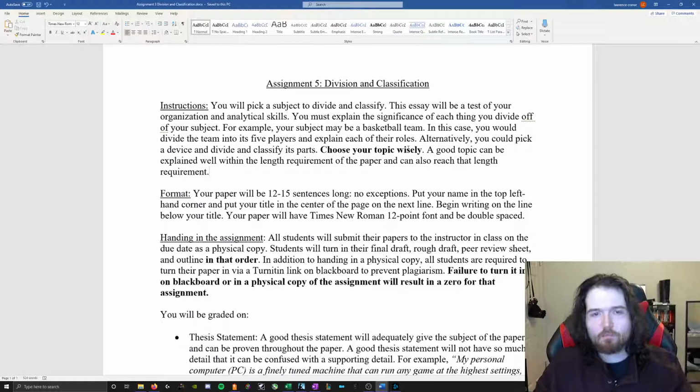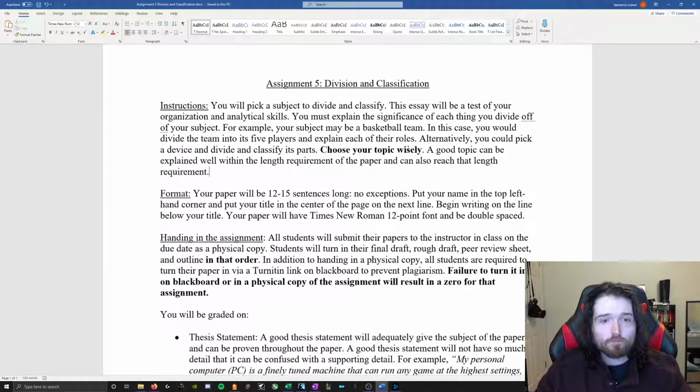Okay. Assignment 5, division and classification. You will pick a subject to divide and classify. This essay will be a test of your organization and analytical skills, even more so than the comparison contrast was. So your goal for this assignment is you must explain the significance of each thing you divide off your subject. For example, your subject may be a basketball team. In this case, you would divide the team into its 5 players and explain each of their roles.